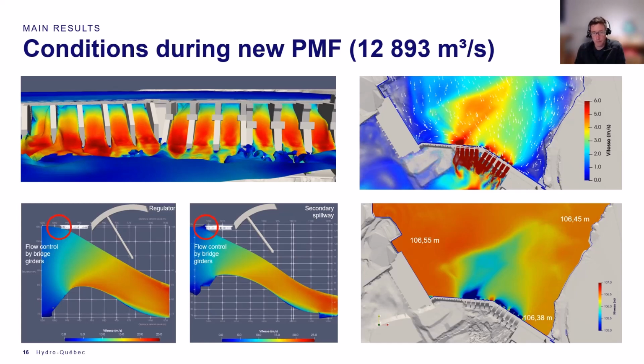The upper right figure shows the velocity in plan view. You can see the acceleration over the old island and demolished spillway, which is the reason why there is a head loss, and the evaluated levels are shown on the bottom right.